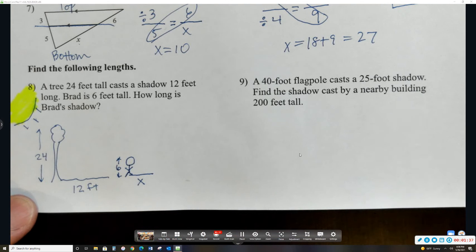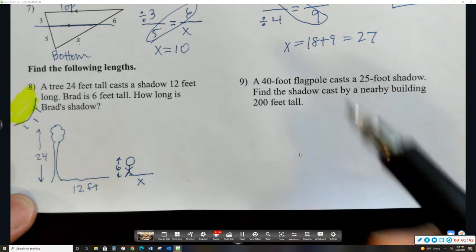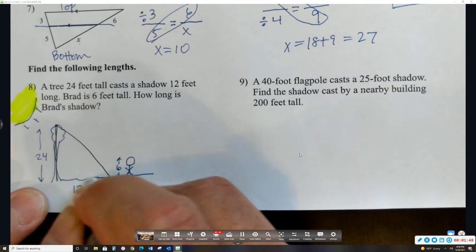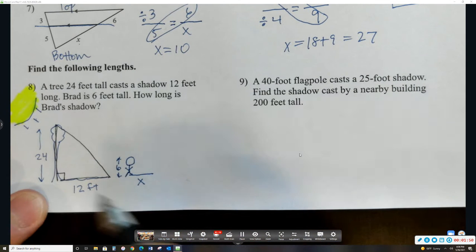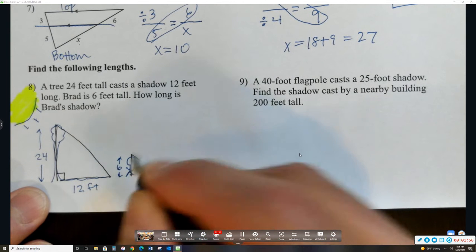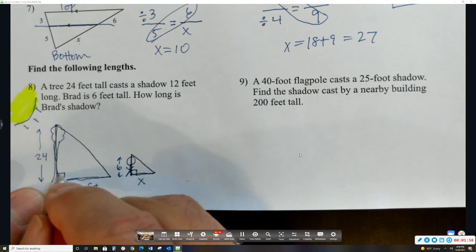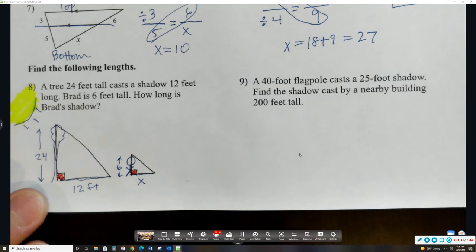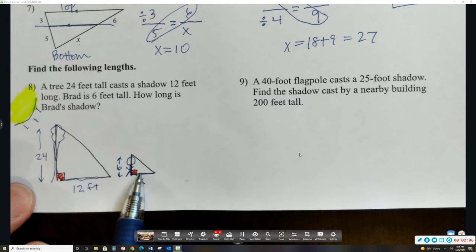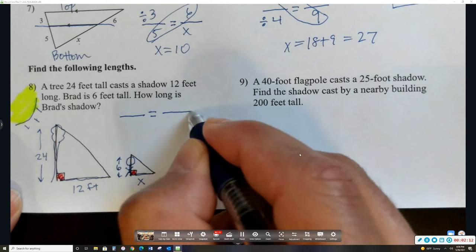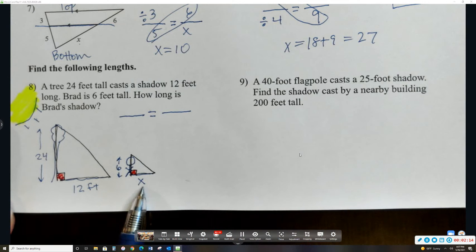And again, I said we're going to use similar triangles, and some of you are probably thinking, well, where the heck are the triangles? Here are the triangles. The triangle goes from here to here. That's the tree triangle, and it's a right triangle. And then this one we can call the Brad triangle. And they are similar triangles. I'm not going to get into why they're similar right now; you can look back at the notes to find that out. But because they're similar triangles, I can write a proportion to find Brad's shadow.